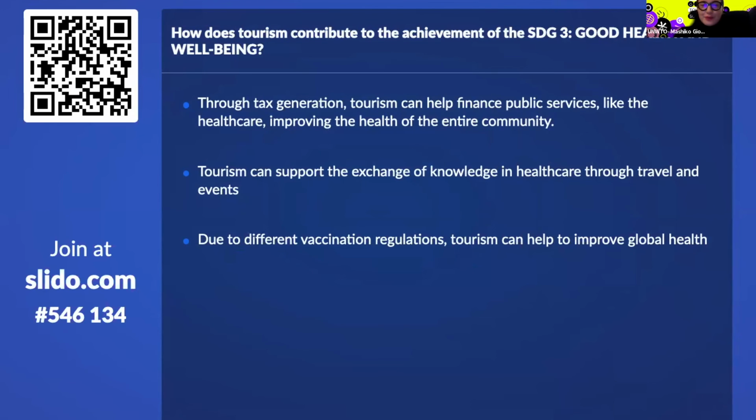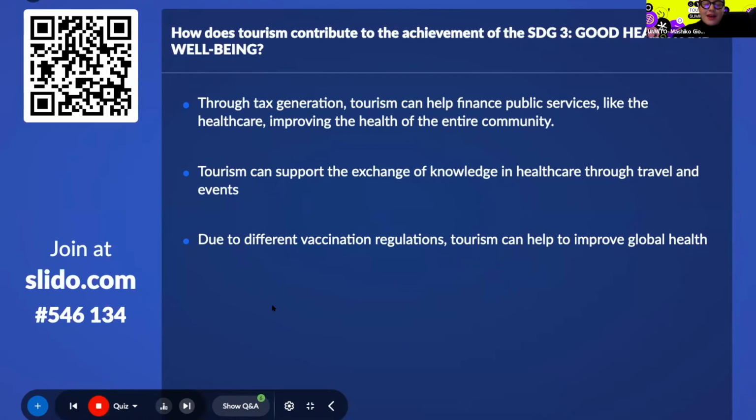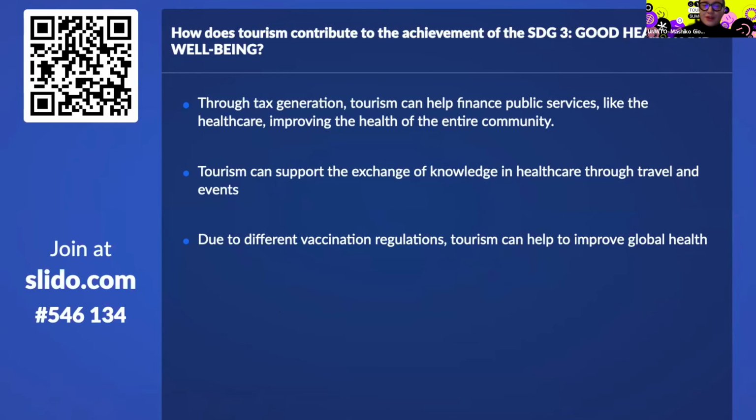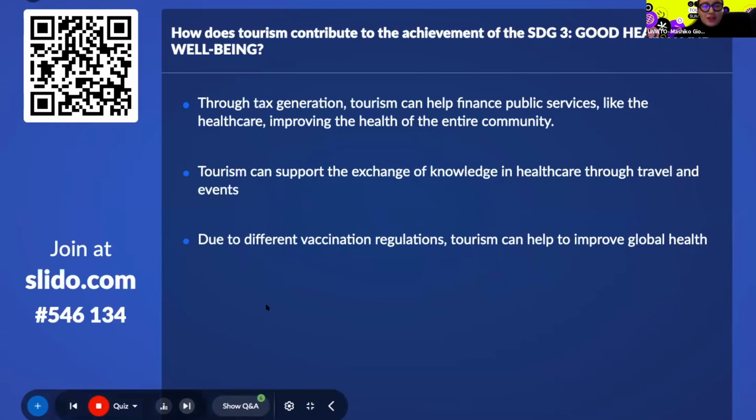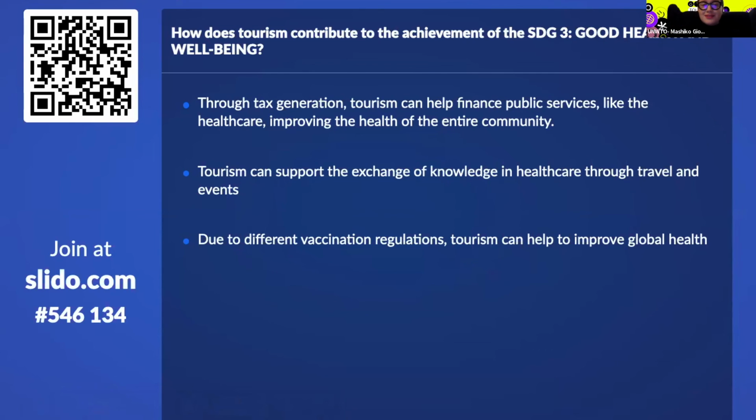Hi, everybody. I will be introducing the third question. So how does tourism contribute to the achievement of the SDG 3, which is, as you know, good health and well-being? We have 3 answers. Through tax generation, tourism can help finance public services like healthcare, improving the health of the entire community. Sounds good. Tourism can support the exchange of knowledge in healthcare through travel and events. And due to different vacation regulations, tourism can help to improve global health.